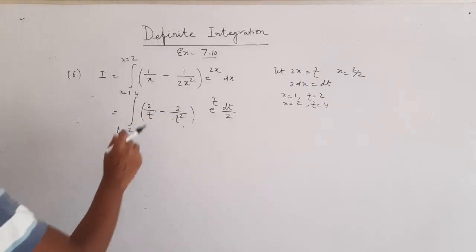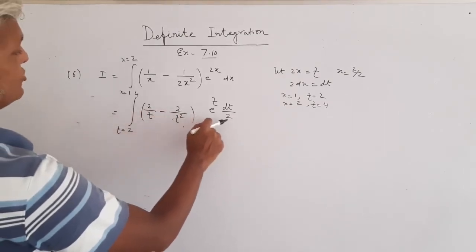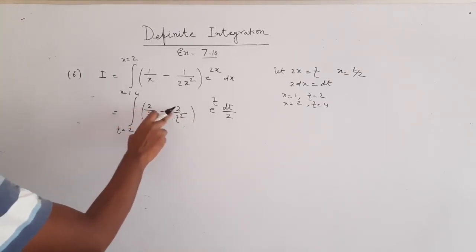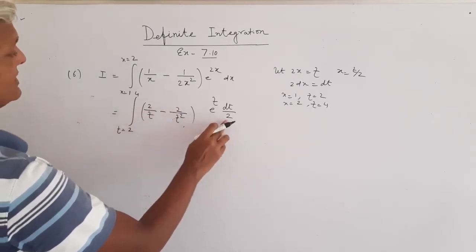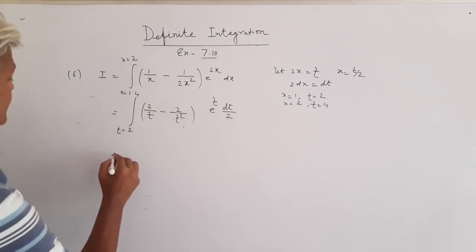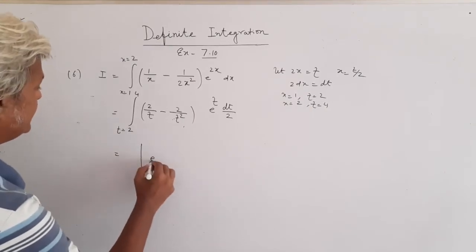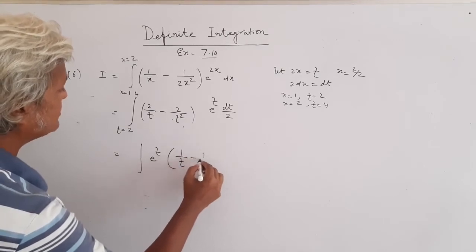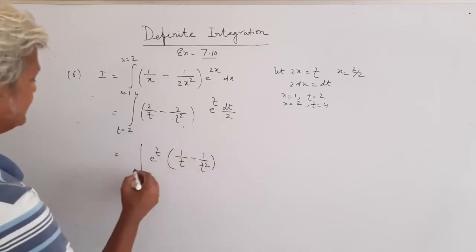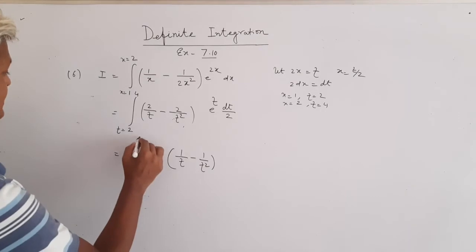Now interestingly, you see this 2 is coming in the numerator and this 2 is outside in the denominator. So if I take this 2 common, then this 2 will be cancelled by this 2. So finally you will have just e to the power t times (1 over t minus 1 over t square), from 2 to 4.